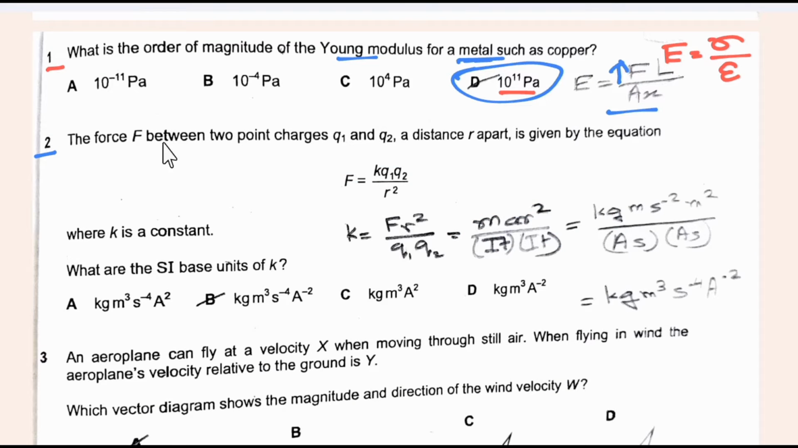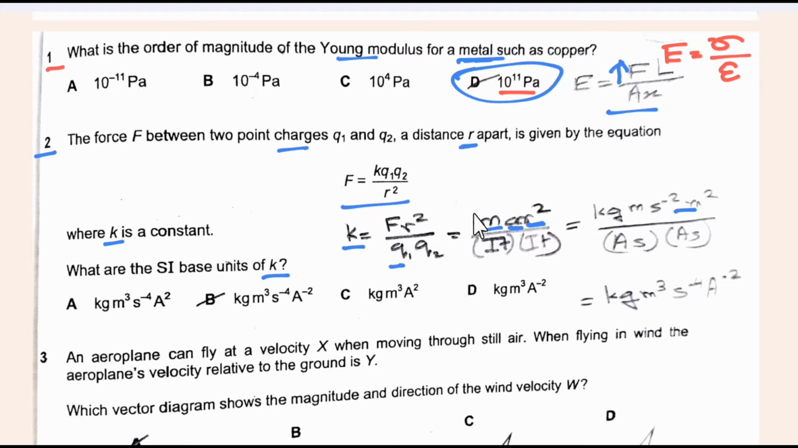In question number 2, the force F between 2 point charges Q1 and Q2, a distance r apart, is given by the equation, where K is the constant. What is the SI base unit of K? To find the SI base unit of K, first of all we need to make K the subject of the formula. After rearranging this equation, we know that force is equal to mass into acceleration, r is the distance and q is the charge, that is the point charges. The SI unit of mass is kilogram, the SI unit of acceleration is meter per second square, and the SI unit of r square, that is distance square, is meter square.